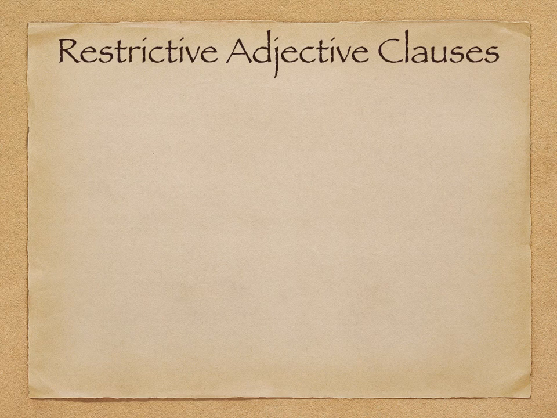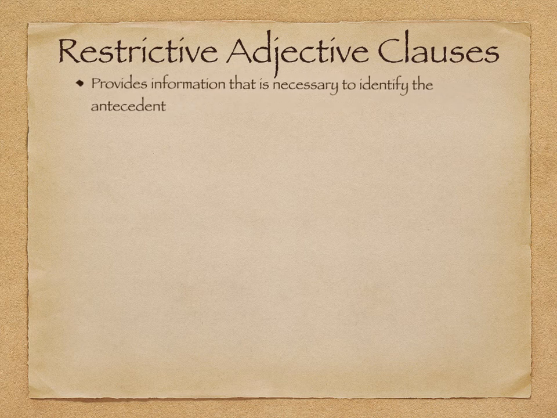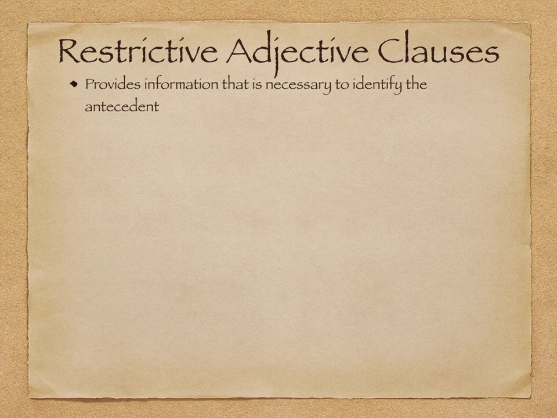Let's first talk about restrictive adjective clauses. So think about that word restrict. Restrict means to limit something or limit the possibilities or stop someone from doing something or just to kind of keep things under control. And a restrictive adjective clause does kind of the same thing. So it provides information that is necessary to identify the antecedent.